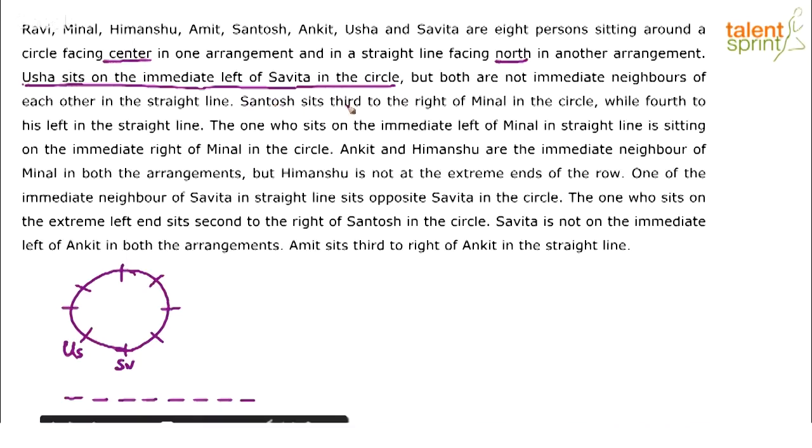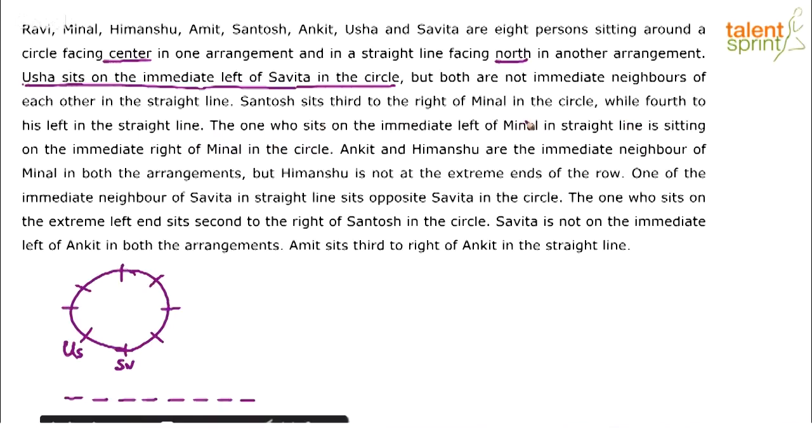Next, Santosh sits third to the right of Minal in the circle, while fourth to his left in the straight line. So can we do something about this? Just keep that in mind. We'll read all the statements and then see what is the best one to go with next. The one who sits on the immediate left of Minal in the straight line is sitting to the immediate right of Minal in the circle.